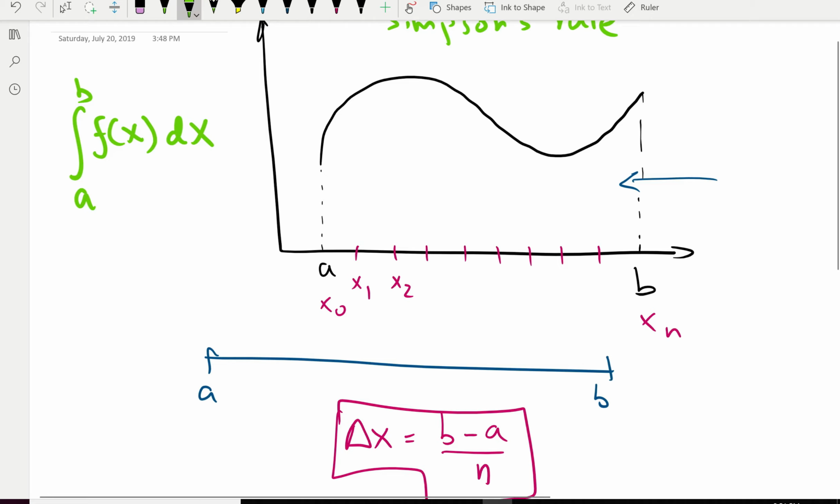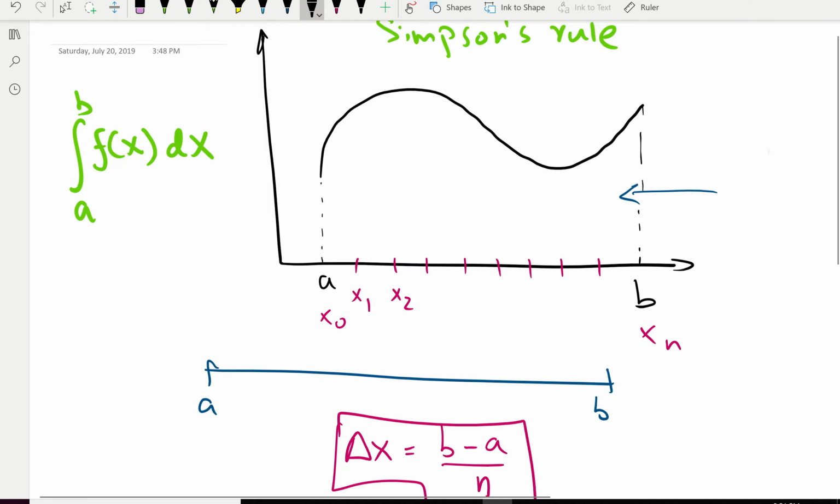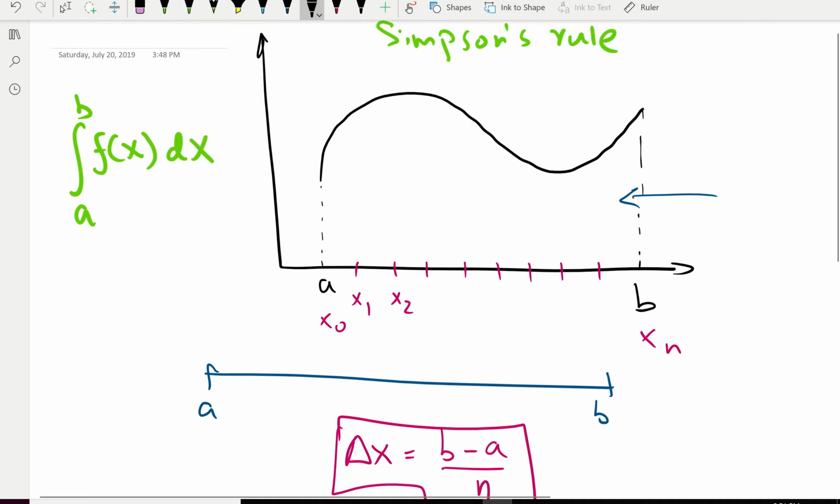Now, as I said, we will use parabolas instead of rectangles or trapezoids. Here's the thing: one difference with Simpson's rule is that to create a parabola, we use two subintervals. Remember the other methods: we had one rectangle in each subinterval, or one trapezoid in each subinterval, right? We used only one subinterval at a time. But to construct parabolas, we have to use two subintervals. I'll explain later why we have to do that.